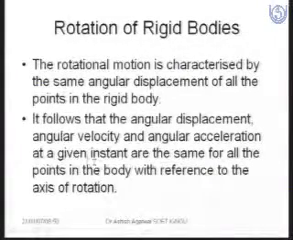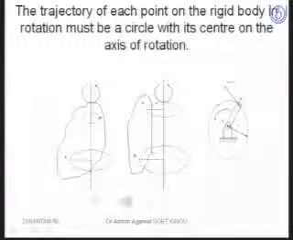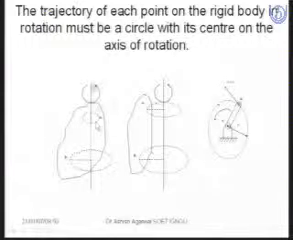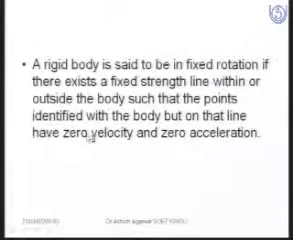Now we will come to the rotation of the rigid body. The rotational motion is characterized by the same angular displacement of all the points in the rigid body. It follows the angular displacement, angular velocity, and angular acceleration at a given instant. See that this is the trajectory of each point on the body, and it must be circular, then we can say that the motion is rotational motion.